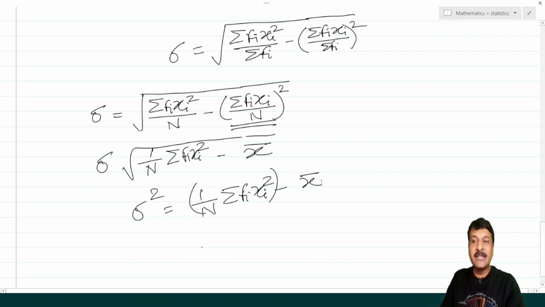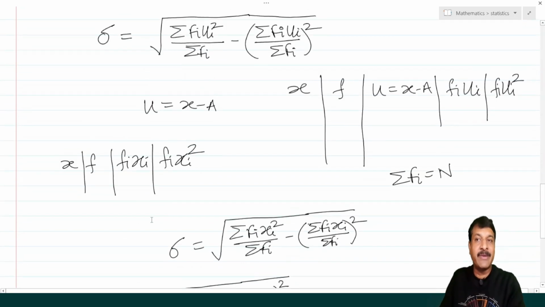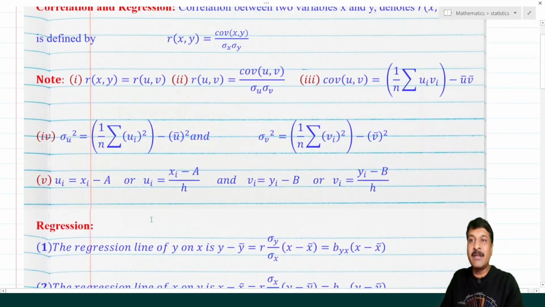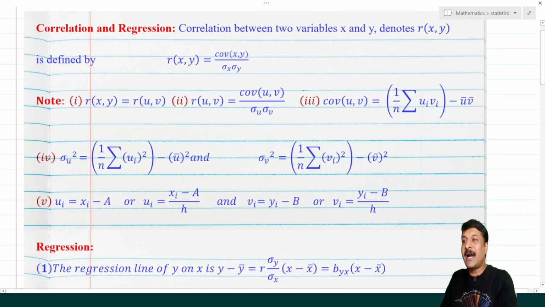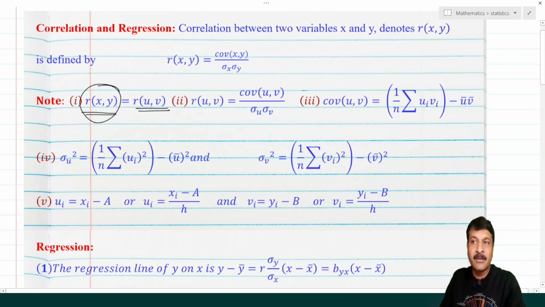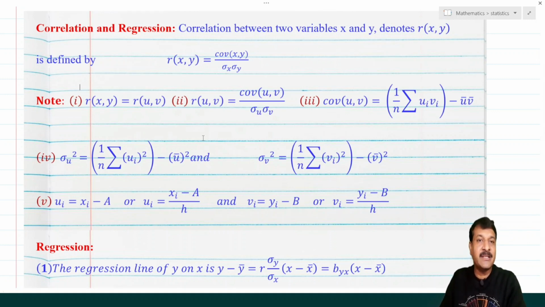If I want to write in u, it is sigma x with respect to x. If there are more than one variable, here x, y, u, v we are going to consider, and that is why note that r of xy equal to r of uv. So that is why all calculation I can do with x and y. Whatever there by x and y or uv you can do. But why am I taking here u and v? By u it will be more correct, right? Especially the arithmetic mean and standard deviation, it will be more correct.